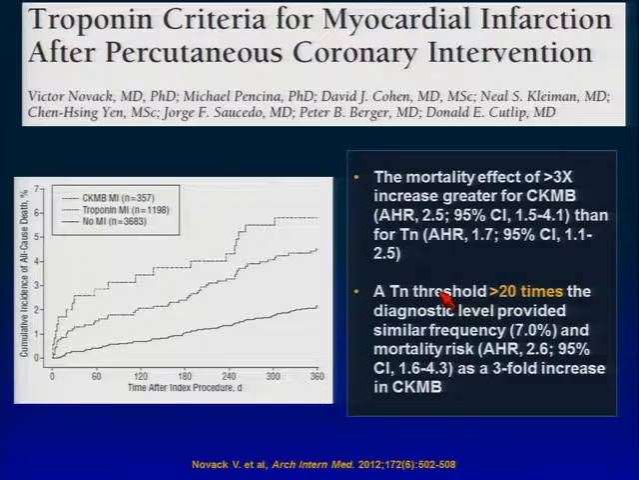And what this study found was a troponin threshold greater than 20 times the diagnostic level provided similar frequency and mortality risk as a threefold increase in CKMB. In other words, a threefold CKMB will not equate to a threefold increase in troponins.